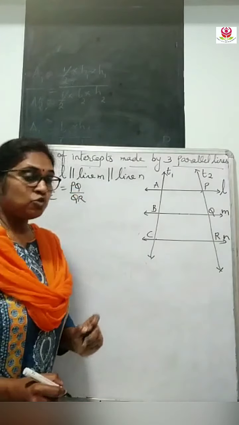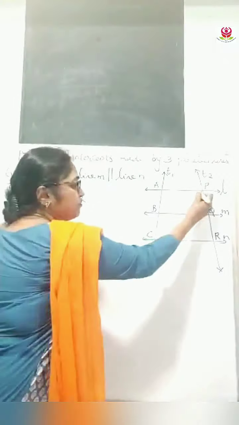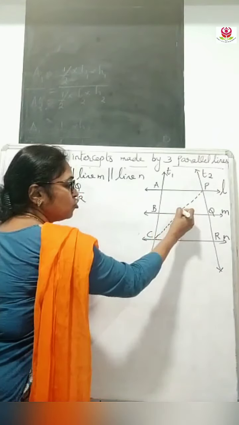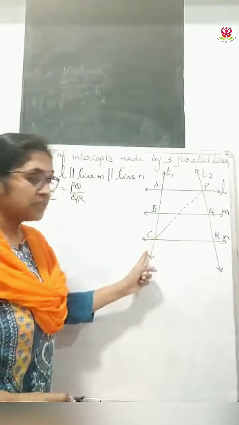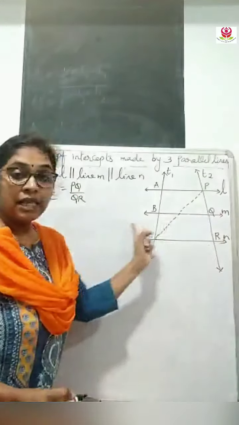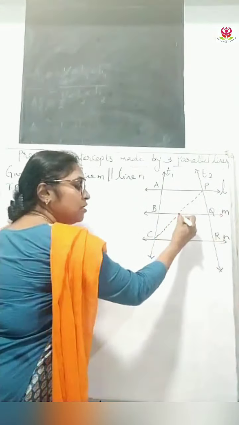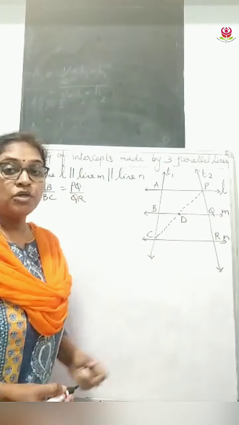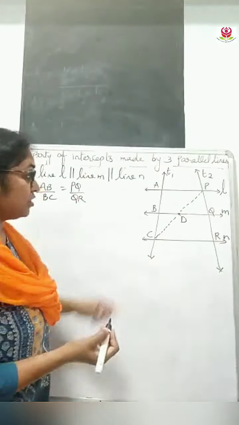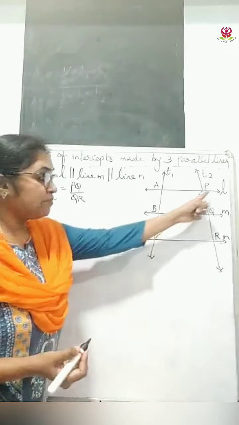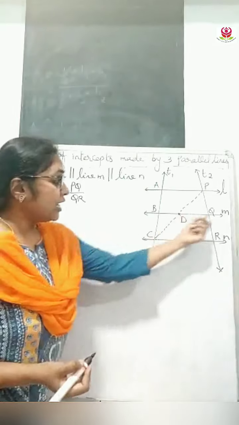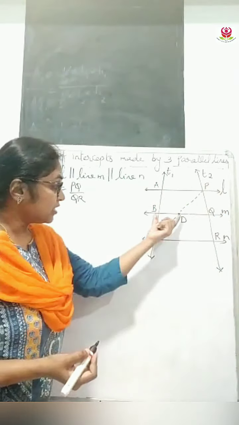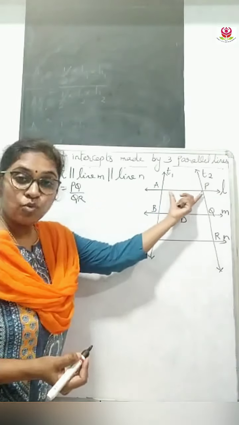For this you need to join point P with point C. When you join point P with point C, it intersects line M at a new point. We can assume the point as D. Now if you observe the figure carefully, you have a triangle ACP where line M is parallel to line L. That is, in short, we can consider BD parallel to AP.